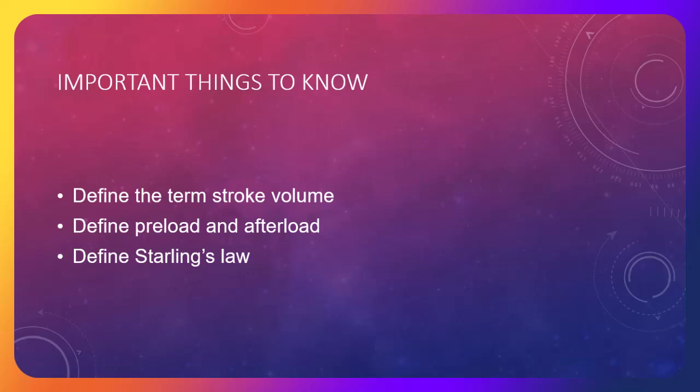Stroke volume. Stroke volume is the amount of blood that is ejected out of the left ventricle with every contraction. With every contraction. Stroke volume depends upon preload and afterload. So let's talk about those for just a minute. Somebody give me the definition of preload.